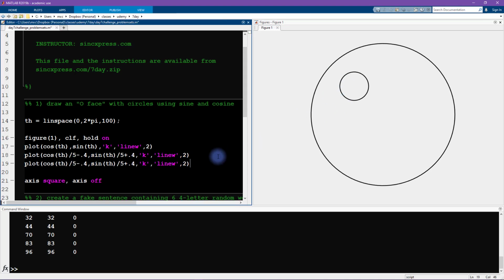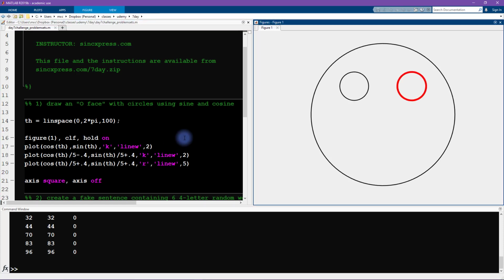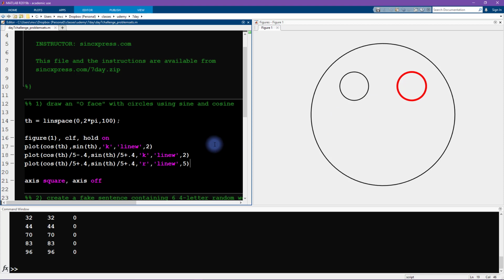Now the other eye, I made red for no particularly good reason. So now the y-axis offset is the same, and the x-axis offset is the same, except it's on the other side. So let's make this a nice thick red eye, because I don't know, maybe this guy got into a fight or something like that. Okay, so that's for the 2 eyes.